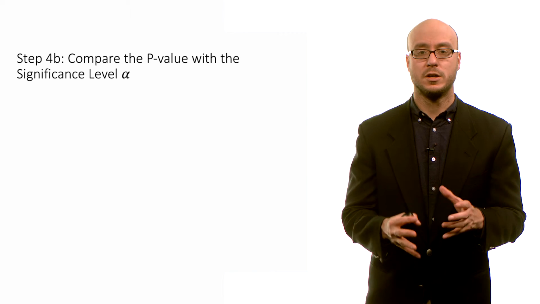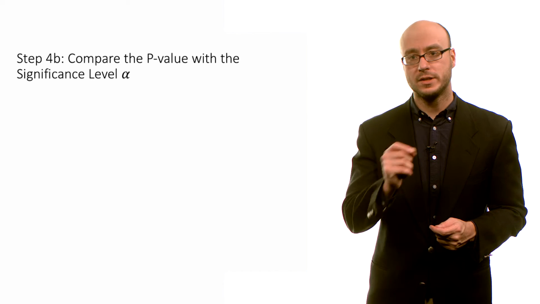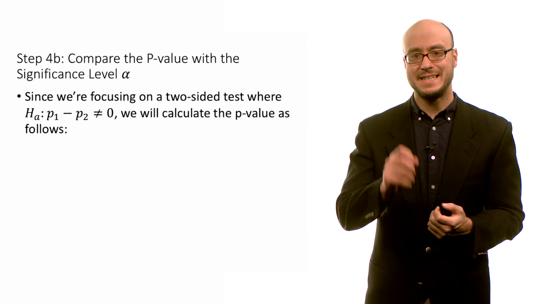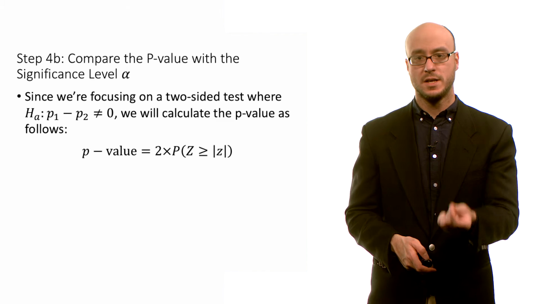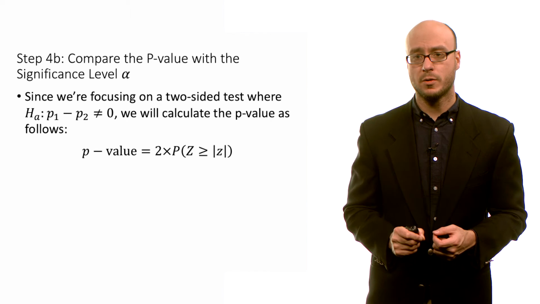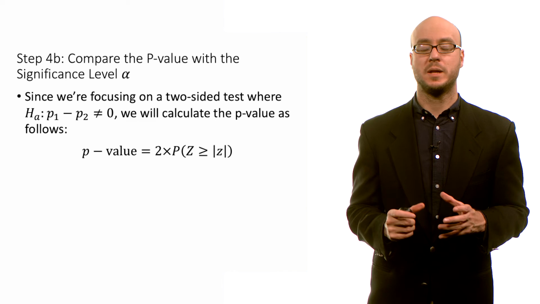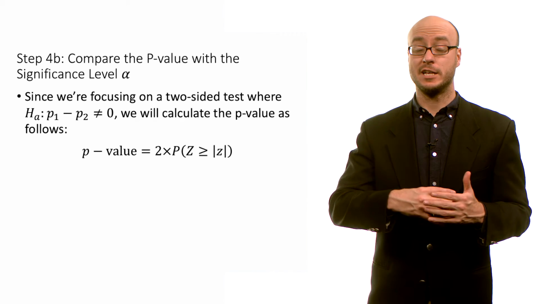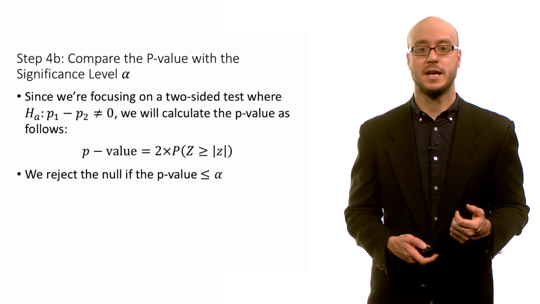Then we can also calculate a p-value using our z-test statistic, and we can compare alpha to that p-value. Since we're focusing on a two-sided test where the alternative is that the difference in population proportions is not equal to 0, we will calculate the p-value as follows. The p-value, or probability value, equals the probability of obtaining a z-test statistic greater than or equal to the one we obtained in absolute value, multiplied by 2. Why is it multiplied by 2? Because we're agnostic. We're interested in considering very extremely positive z-test statistics or very extremely negative z-test statistics.